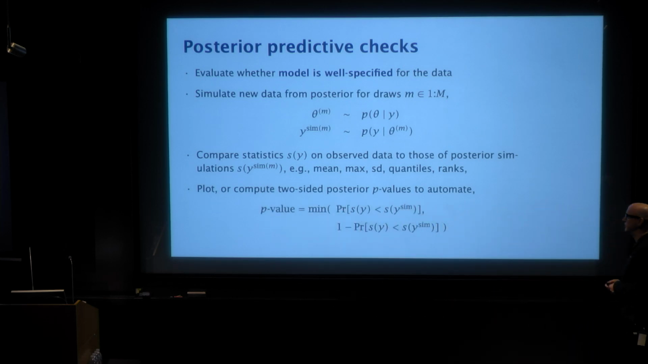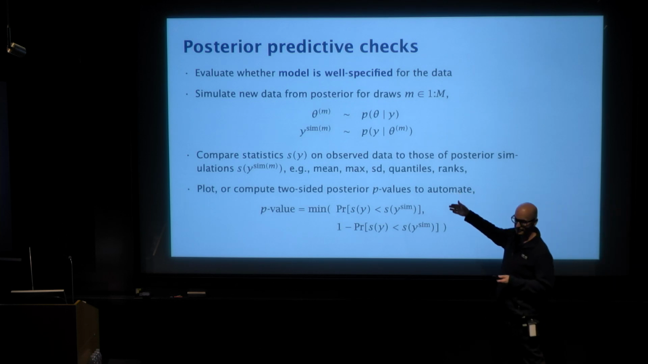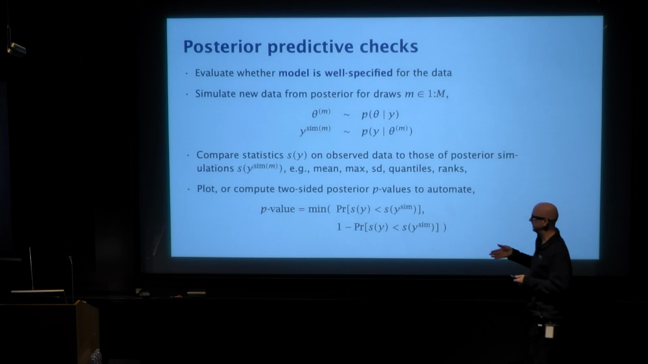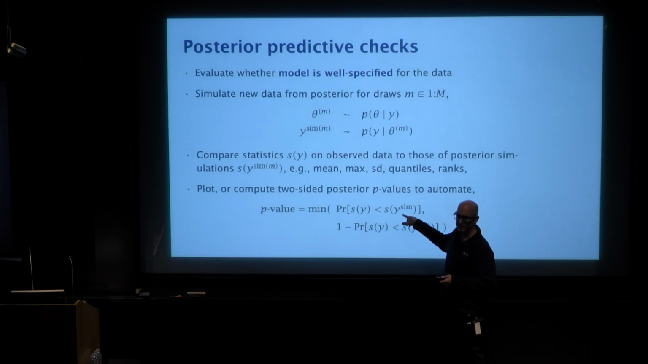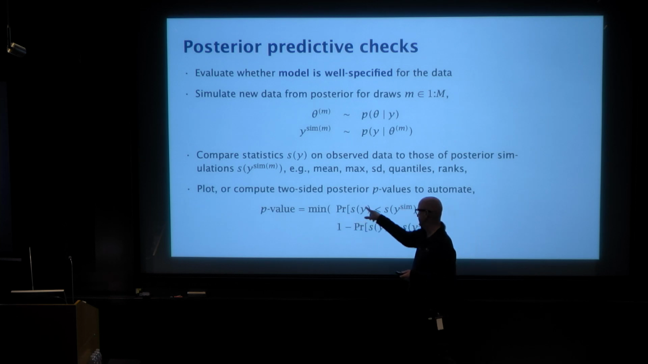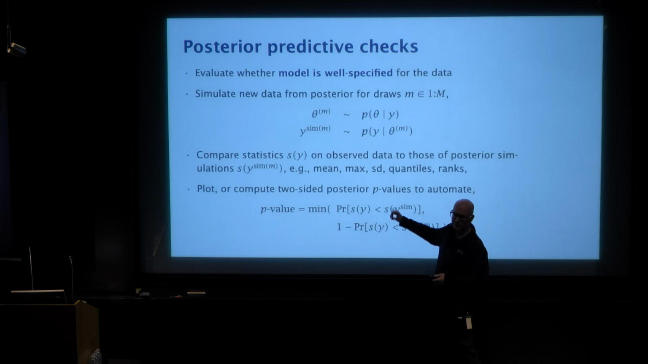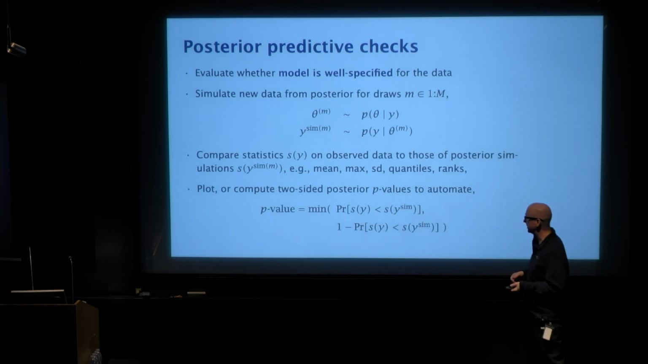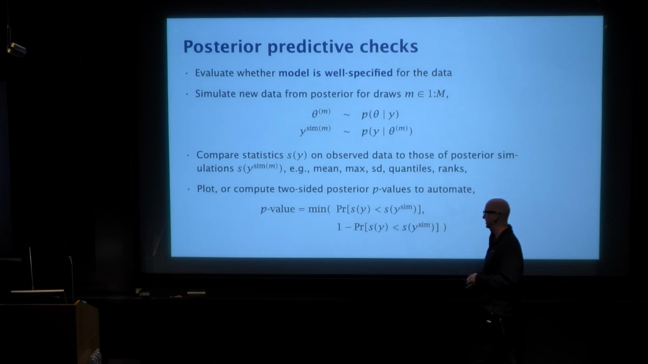Once we do this, we can calculate the Bayesian equivalent of p-values. We can look at the probability that s(y), the statistic on our data, is less than the statistic on our simulated data. The randomness comes in through this simulation and the probability. These are just constants here. This is equivalently a two-sided test that I created here. This is an event probability: what's the probability that the statistic is less than that statistic?